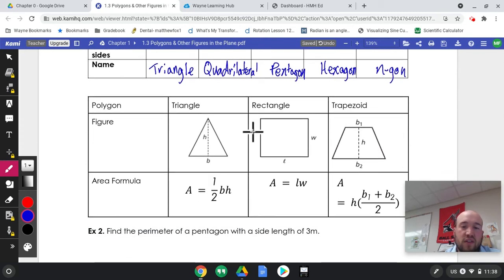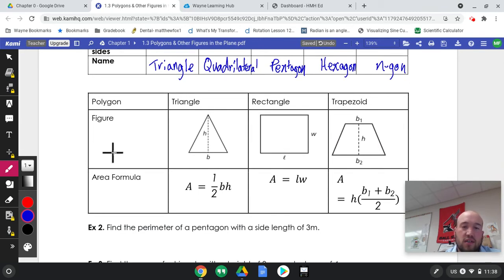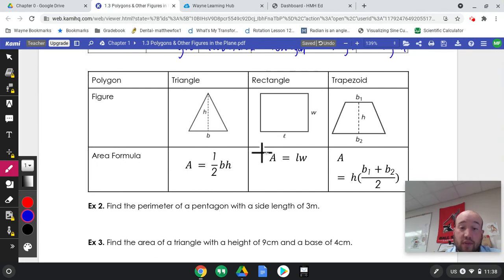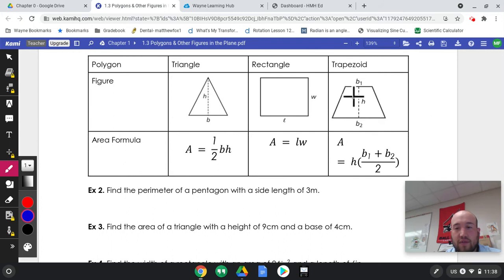So the next thing I want to talk about is how we find the area of some of these polygons. So a triangle is one type of polygon, right? And hopefully you already knew this, but it's just 1/2 base times height. Now a rectangle is a type of quadrilateral. So this is a polygon, but not all quadrilaterals are rectangles, but the area is just the length times the width. Meanwhile, to find the area of the trapezoid, we have to take the height times the sum of base 1 and base 2 divided by 2. Now, on a trapezoid, our two bases are always going to be parallel to each other.